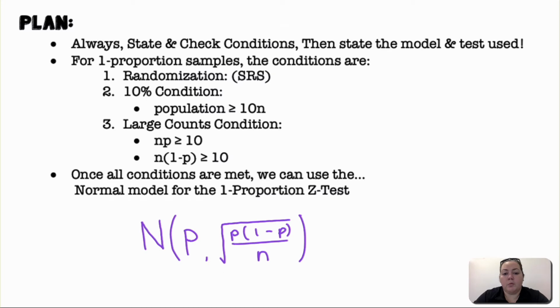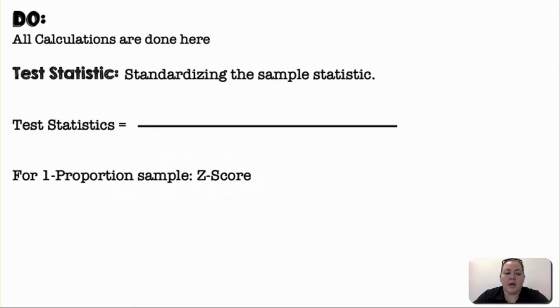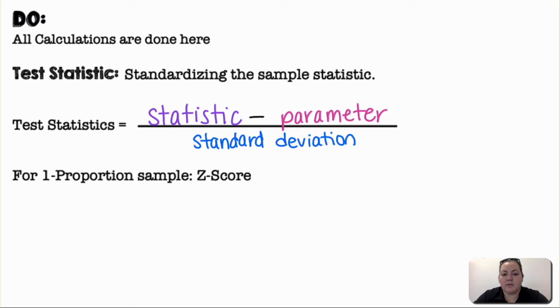Our normal model will have a mean of p and a standard deviation of the square root of p times 1 minus p over n. The do piece is where all our calculations are going to be done. Our test statistic is standardizing the sample statistic. So our standardized test statistic is our statistic minus our parameter divided by the standard deviation. For a one proportion sample, the z-test statistic would be z equals p hat minus p divided by the square root of p times 1 minus p over n.